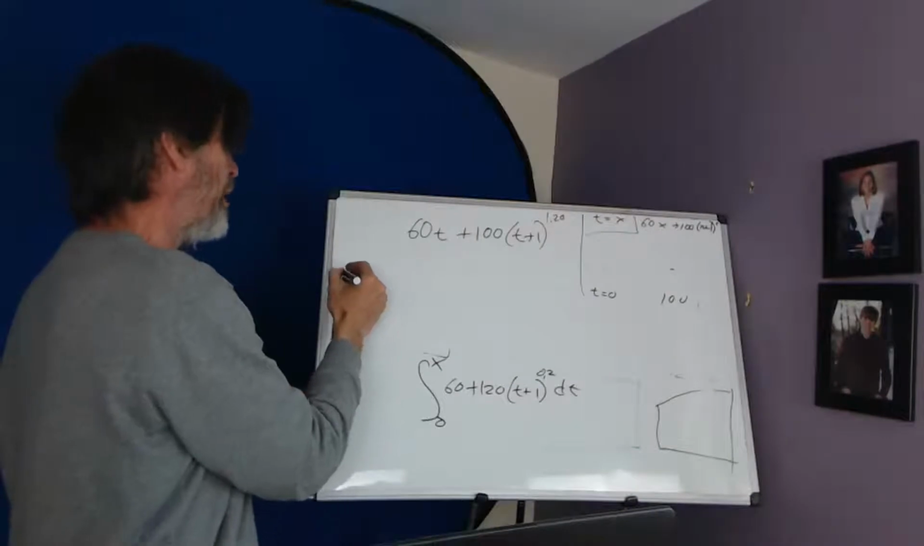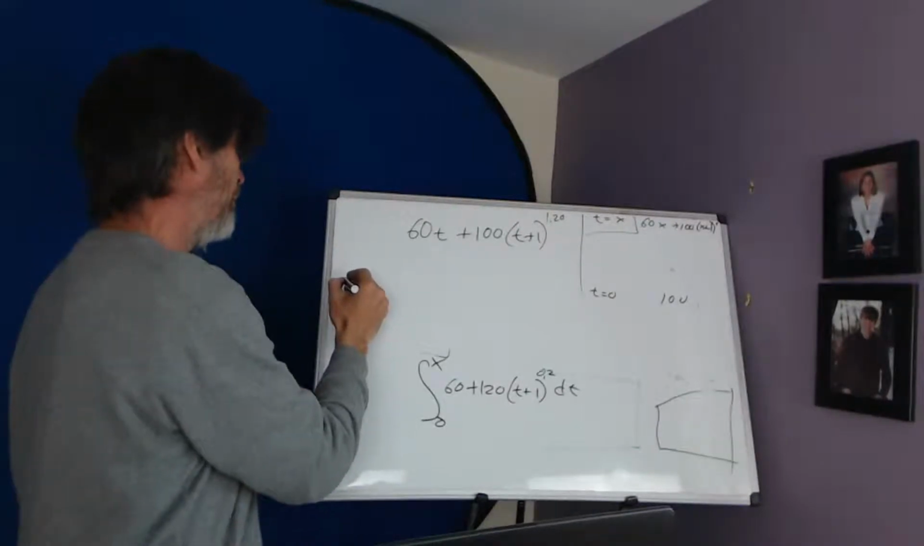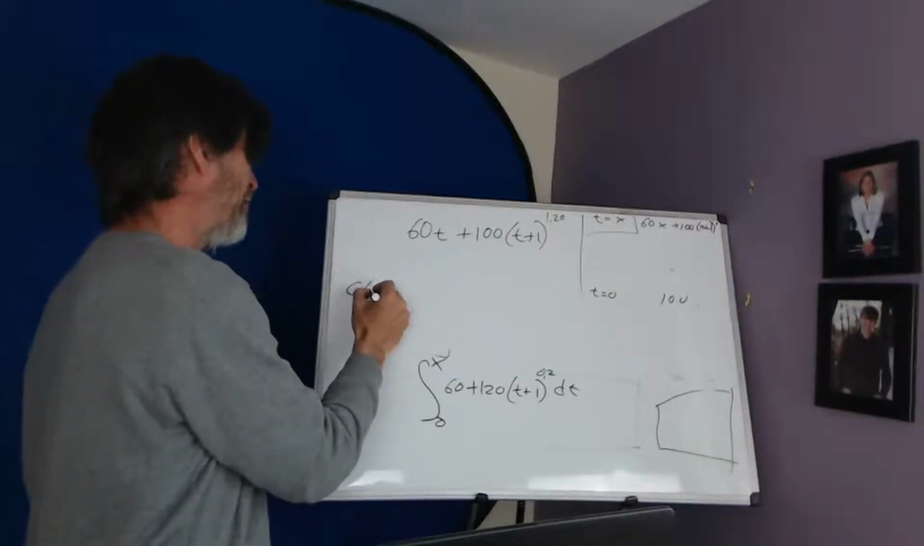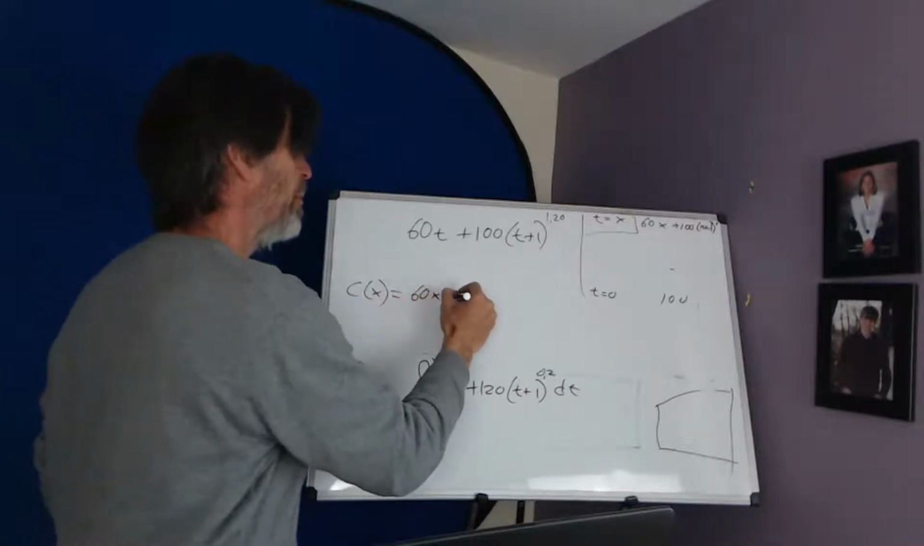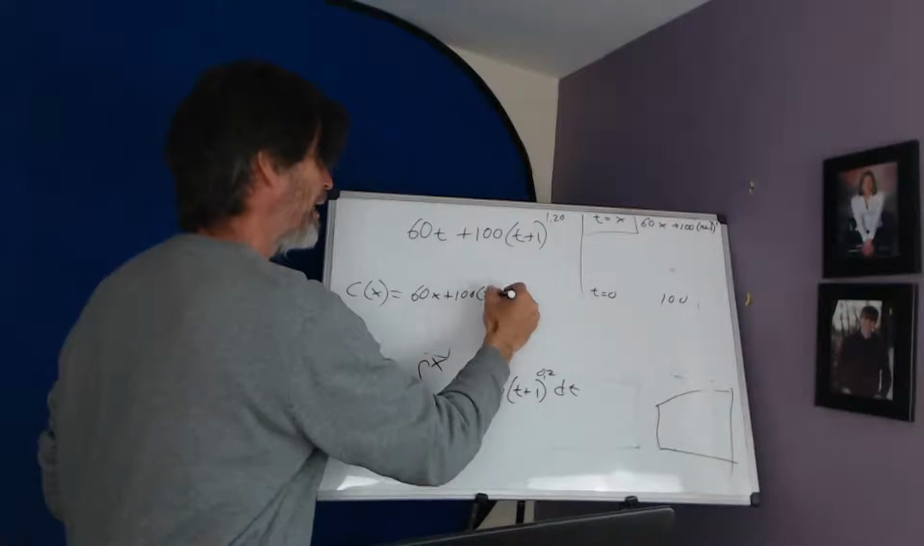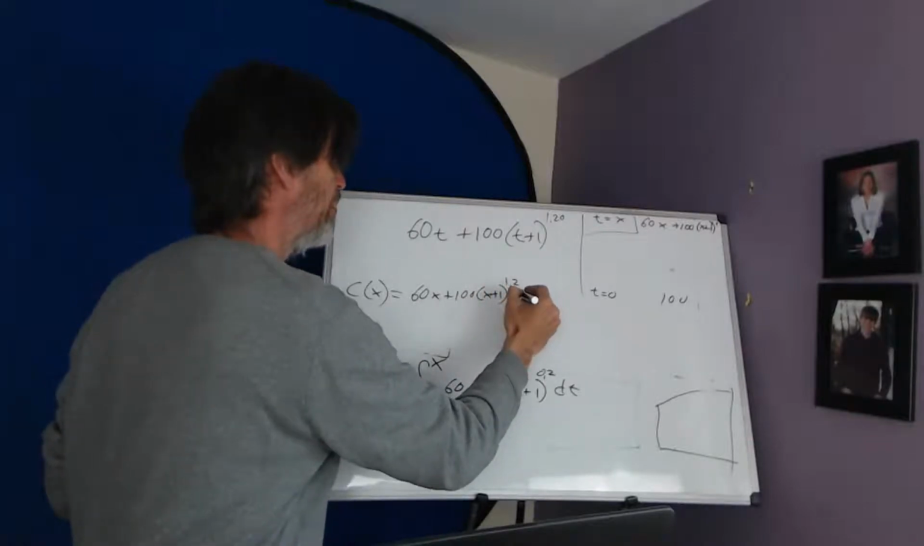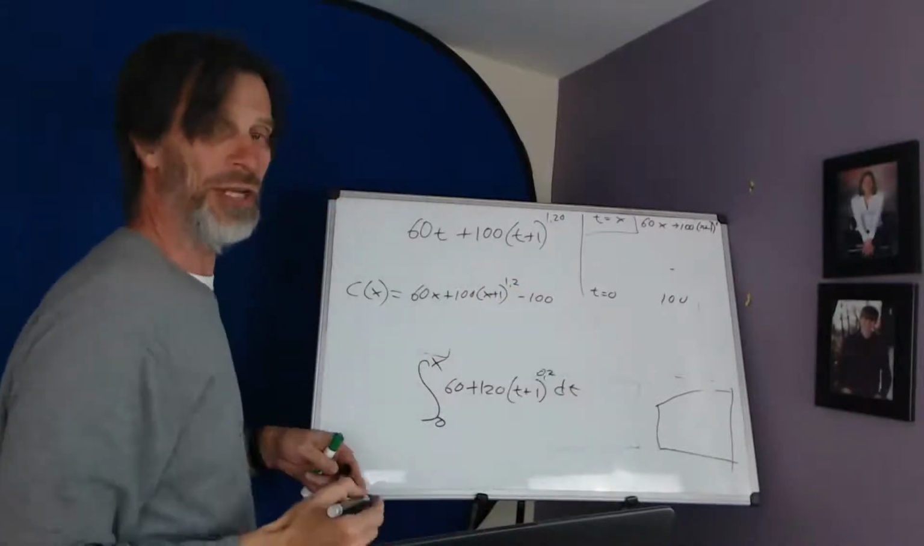So my production would be the number of cars. We'll call it C of x, with the number of cars. That's going to be 60x plus 100 times x plus 1 to the 1.2 minus 100.